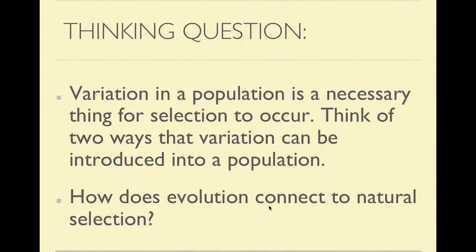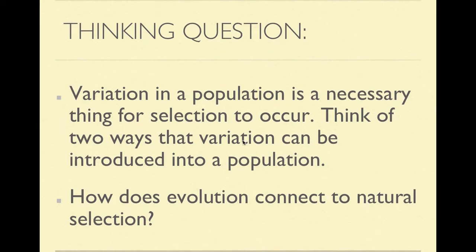Okay, so variation is necessary for selection to occur. What are two different ways that you think we could get this variety into a population? And then how does evolution connect to natural selection? Another way for you to think about this last question is like, which one is the cause and which one is the effect? Is evolution the cause or the effect? Is natural selection cause or effect? Okay.